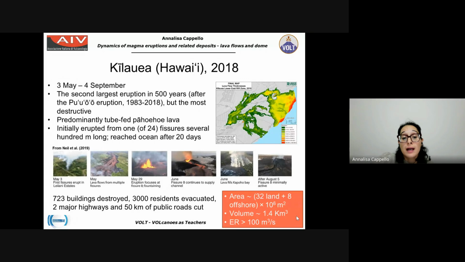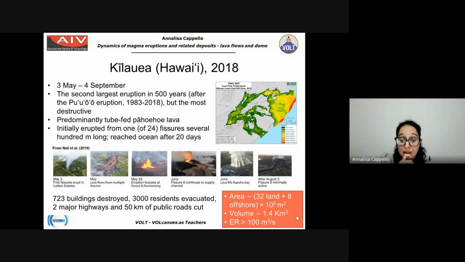It was a tube-fed Pāhoehoe lava flow, which was produced by 24 different eruptive fissures, several hundred meters long, and reached the ocean after 20 days. Another characteristic of this eruption was that Kilauea erupted in 2 different places, which is quite an uncommon phenomenon that had been happening for nearly a decade.